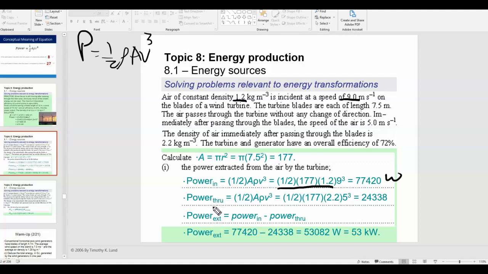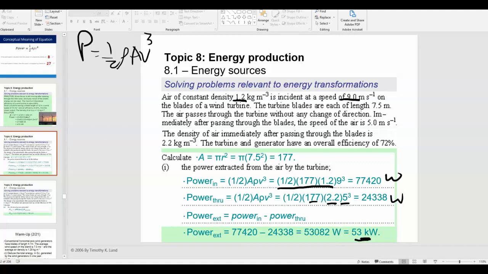They also found the power of the wind on the other side coming out of the turbine, using the new air density and the new air speed. The air slows down after it goes through the turbines. And then they just subtracted these two, because however much kinetic energy was lost by the wind had to go to the turbines, and that is what's useful. So this is how much power is extracted from the air by the turbines. They subtracted these two and then put it in kilowatts just to make it easier to read.